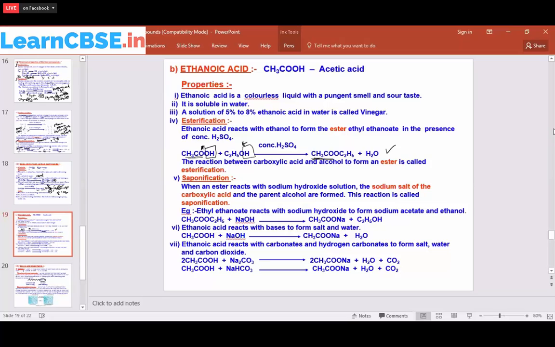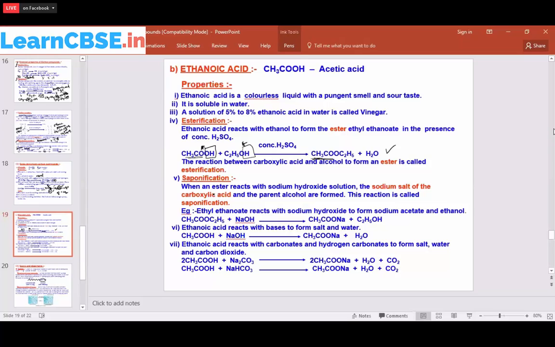So plus water. The name of the ester is ethyl ethanoate. When the acid and the alcohol are combined in the presence of concentrated sulfuric acid, we will get the ester. It's a very sweet smelling, pleasant liquid. This reaction we call the esterification reaction, one of the important reactions.